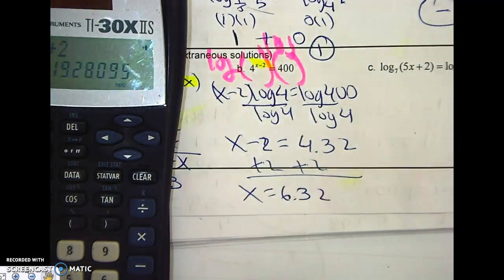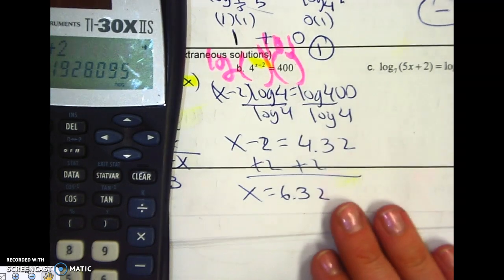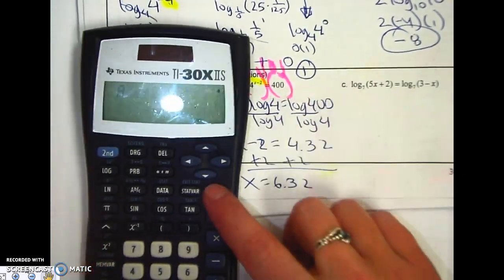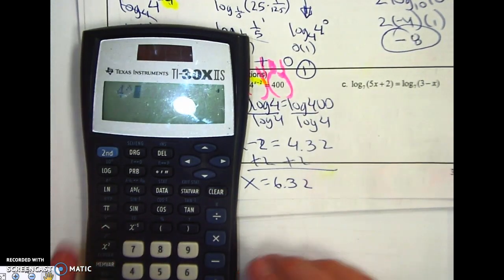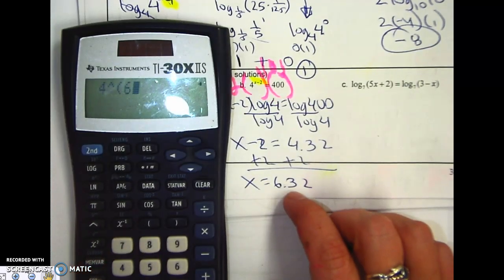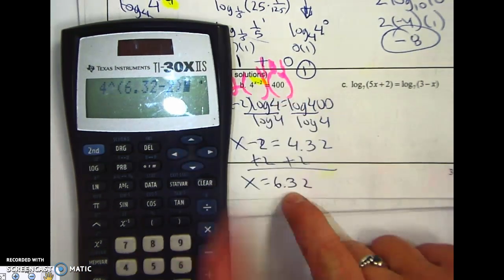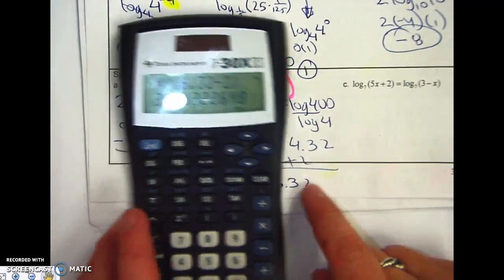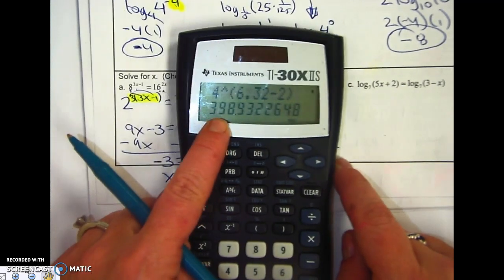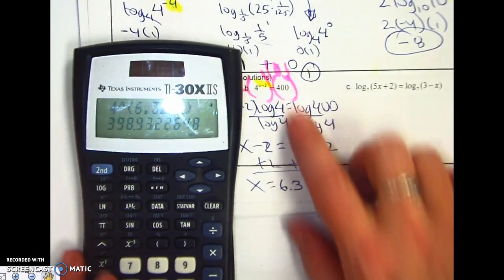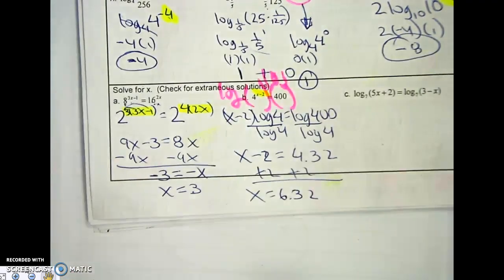Now I can show you how to check this, but it's not going to be perfect. If I check it, when I do this problem, I'm going to go 4 to the estimated answer of 6.32 minus 2. Now since it's estimated, it's going to be close to the value of 400, but not exact. So if you look, it's at 398. So unless I round it incorrectly, I know I'm good to go because that's really close to 400. Okay?